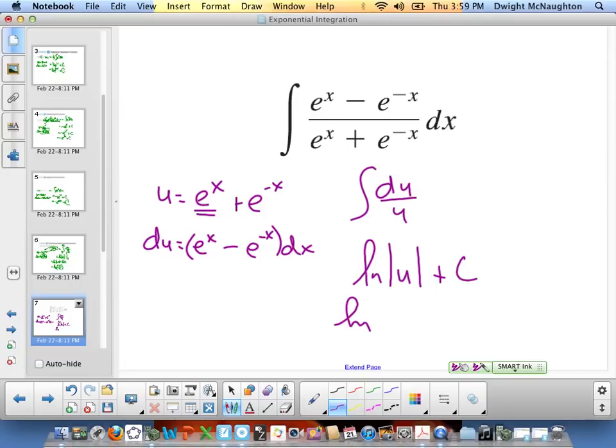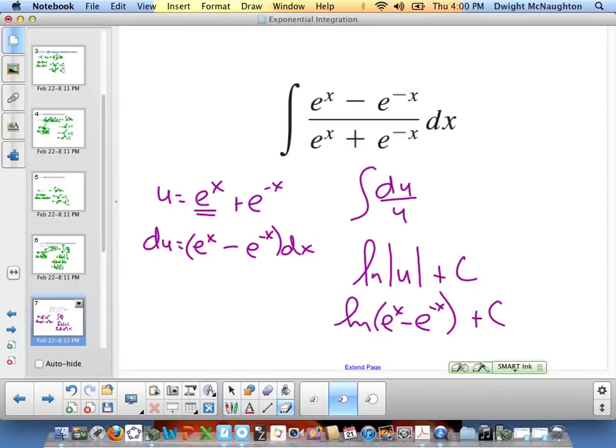Natural log of, in this case, our u, e to the x plus e to the negative x, plus a constant. And notice I got rid of the absolute value signs there. I probably should not have. So I'll put those back in, because it has to be positive.